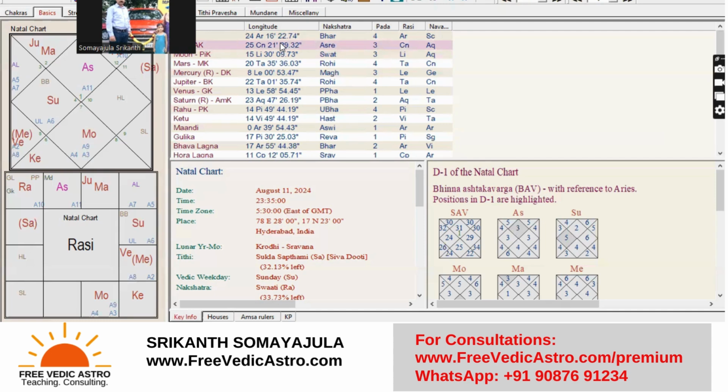So first look at how the Sun is, then look at the dispositor of it. That's the most important. Now you have the fifth house Lord as Sun. Keep him aside. Look at who's his dispositor. So Moon is the dispositor. You will understand that the children are more influenced by Swati Nakshatra. From there, you will get back and see there are a few planets in the fifth house. Let me also consider them.